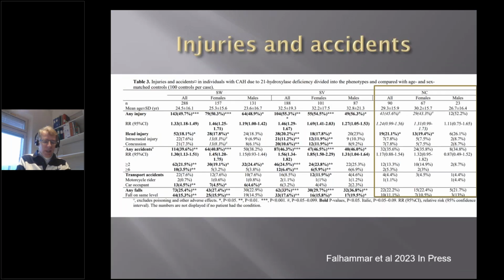And we recently looked into injuries and accidents. And the classic CAH, especially the females, has an increased risk of having injuries and accidents, which was not seen significantly in the non-classic. However, for some unclear reason, head injuries was slightly increased, which we don't have any explanation of.